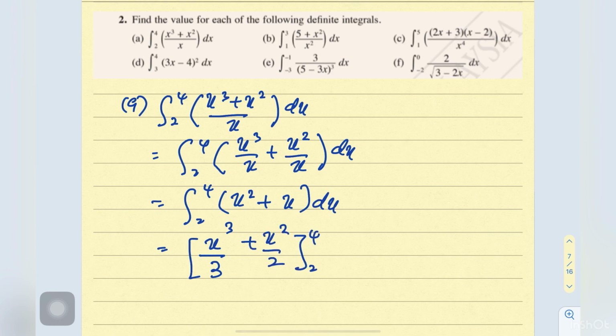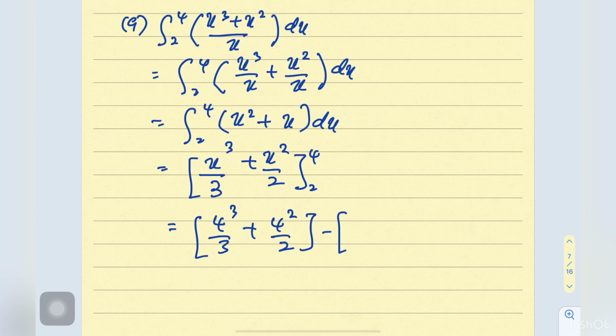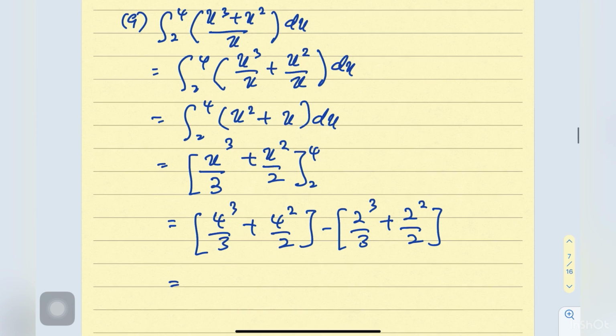Then we substitute the upper limit minus the lower limit. So 4 cubed over 3 plus 4 squared over 2, minus 2 cubed over 3 plus 2 squared over 2. So the final answer would be 74 over 3.